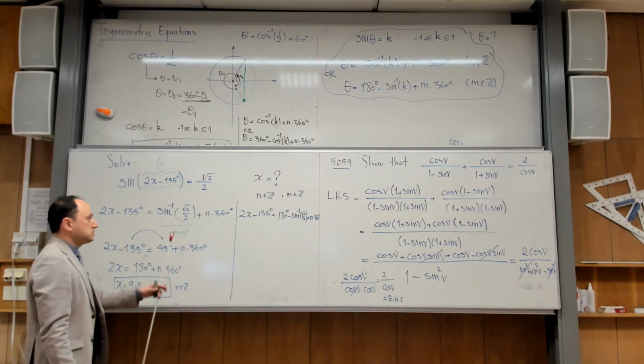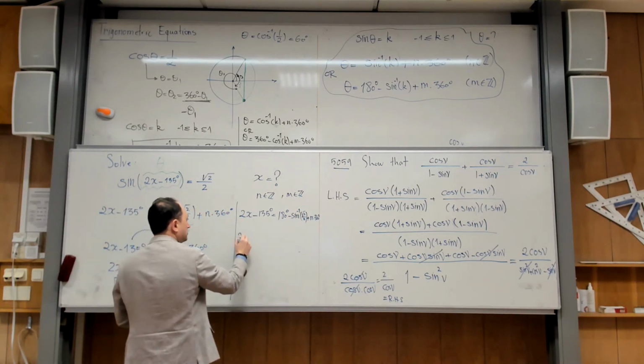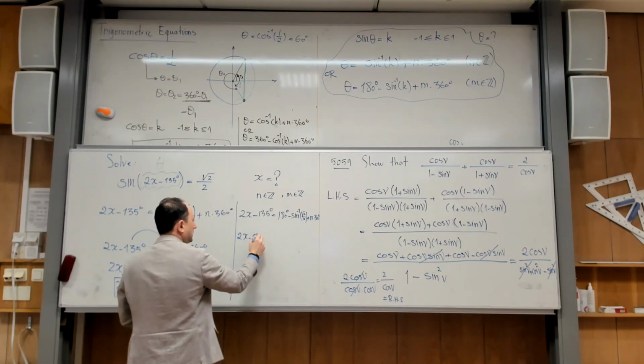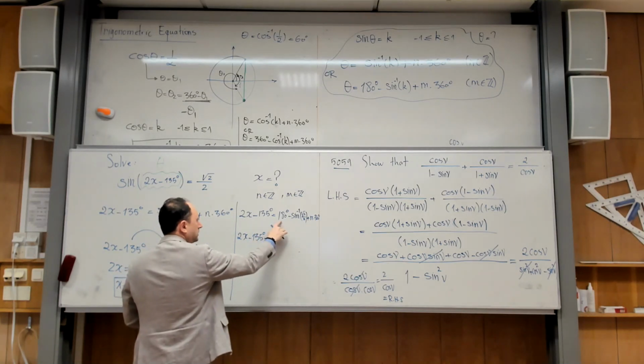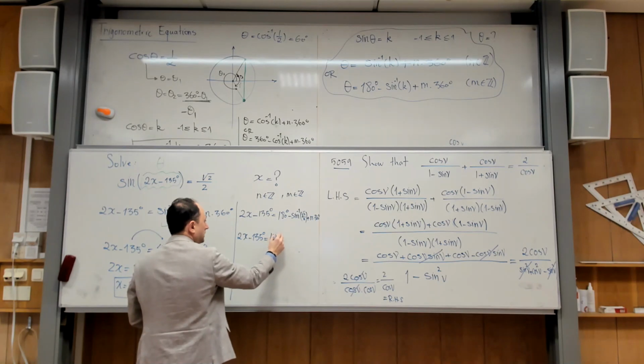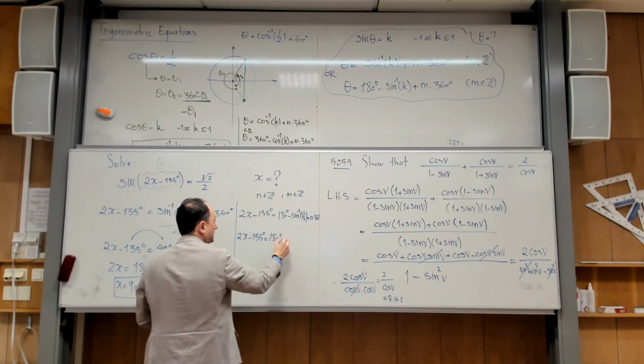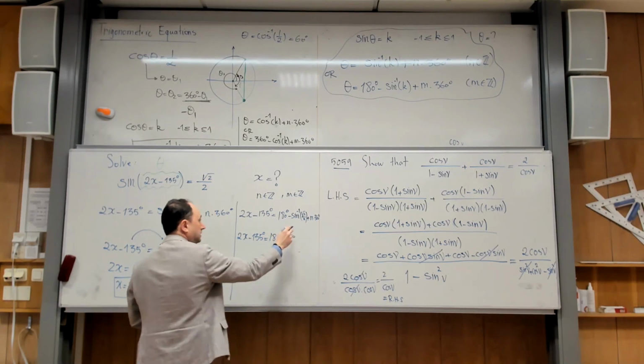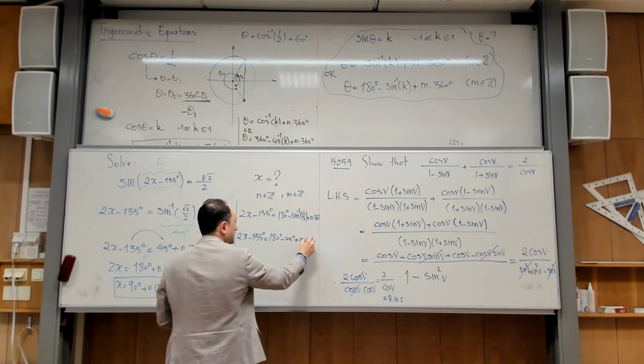But then that is simple. So let us just be patient. So 2x minus 135 degrees is equal to, what is the answer here? 180 minus what we already calculated, that's 45 degrees. And then I have plus m times 360 degrees.